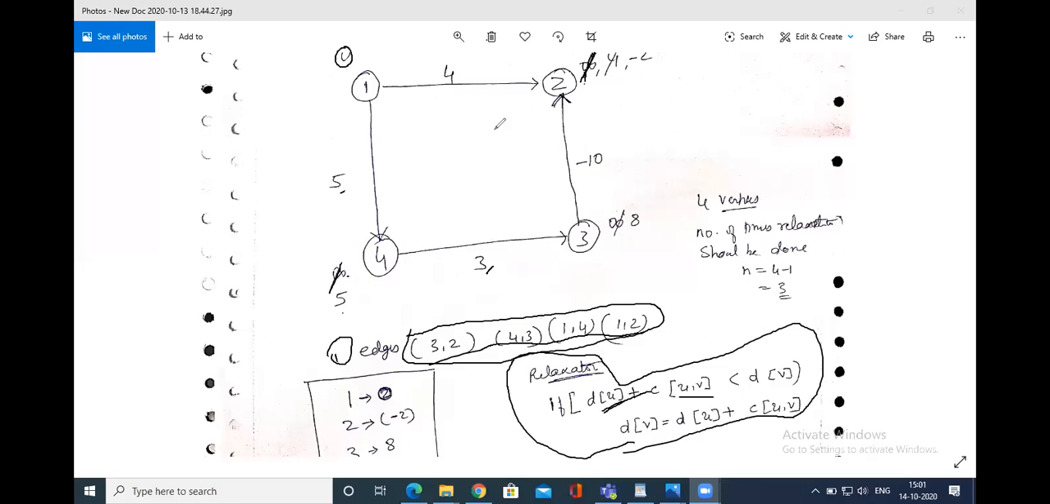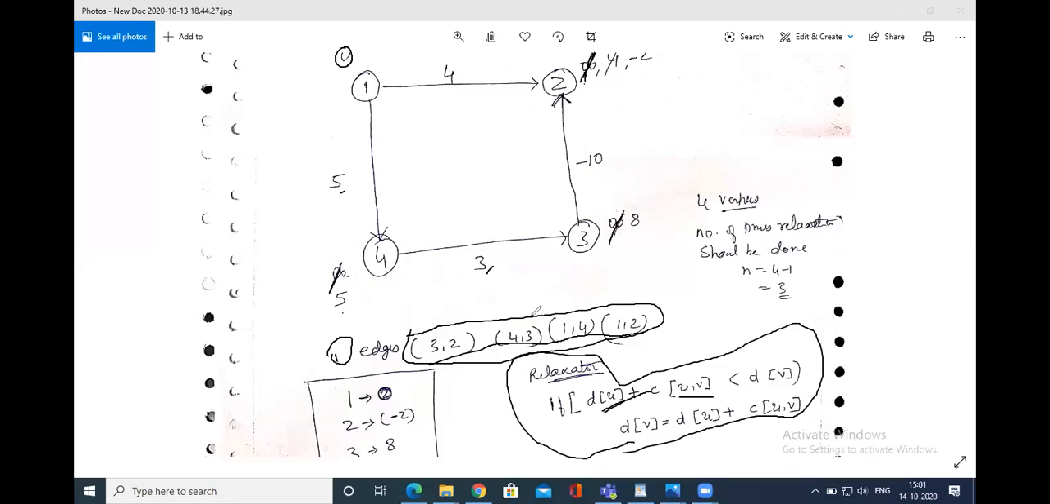Again, when we talk about this 4, 3, how do you calculate relaxation? That is the cost between 4 and 3. What is the cost at vertex 5? It is 5. 5 plus 3 is 8. Is 8 less than infinity? Yes, we replace this infinity with 8.